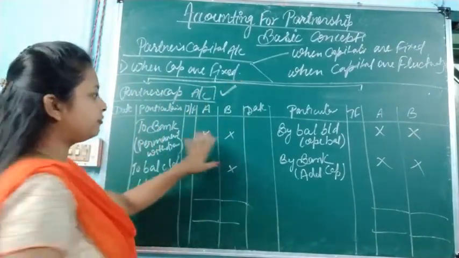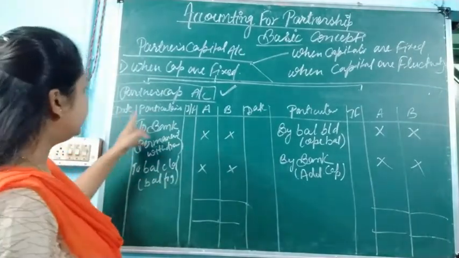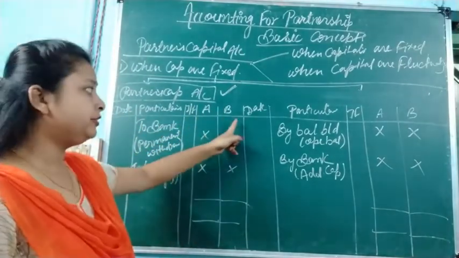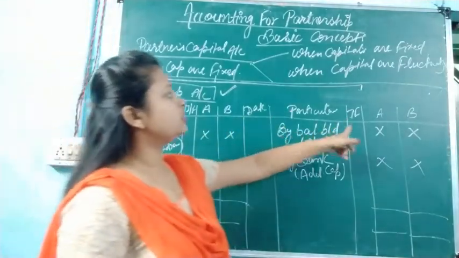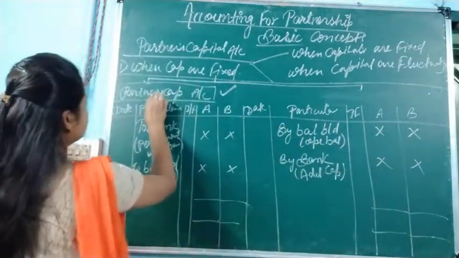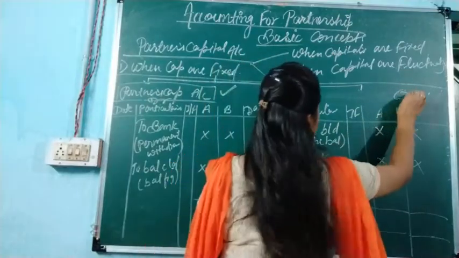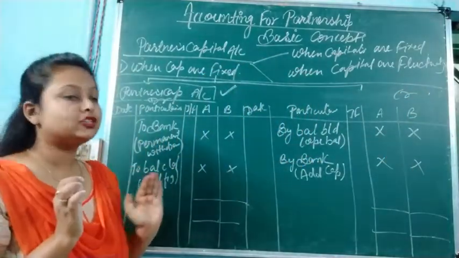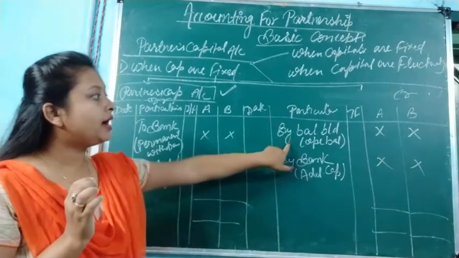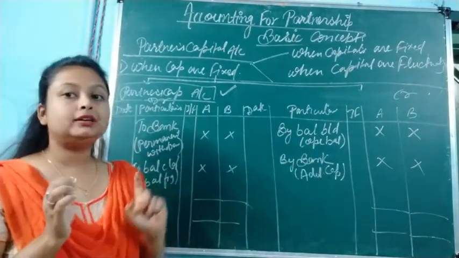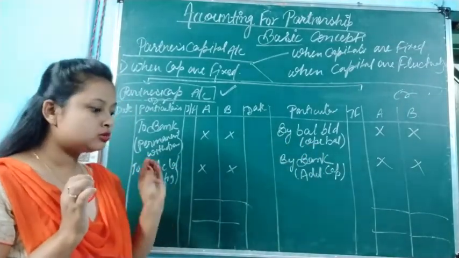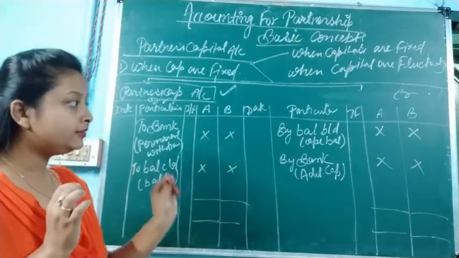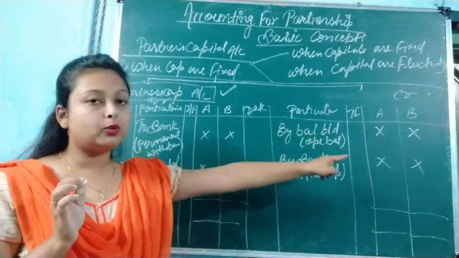This is the format given here. Date, particulars, JF, amount. Maybe two partners are there, so here I have written A and B. Date, particulars, JF, amount. This is the debit side and this is the credit side. Now what things do we have to mention in this account? By balance b/d, the opening balance, opening capital. Whatever capital is mentioned in the question, we have to write down here as the opening balance.